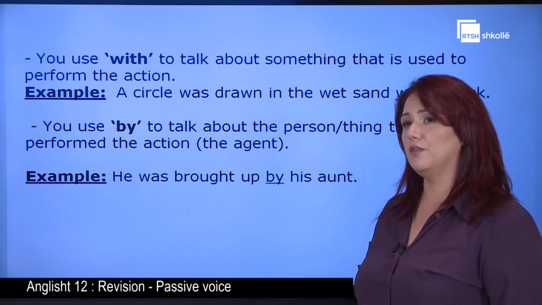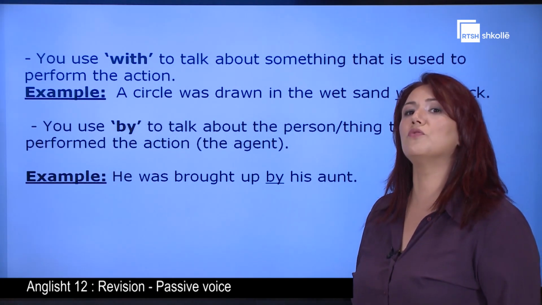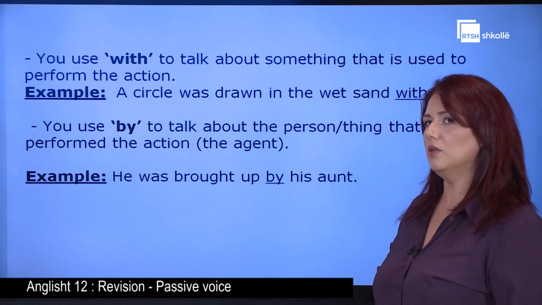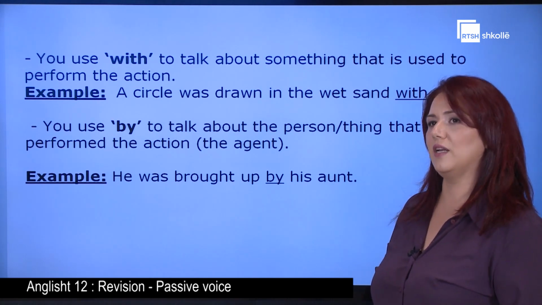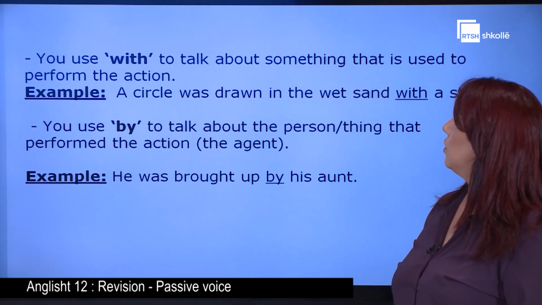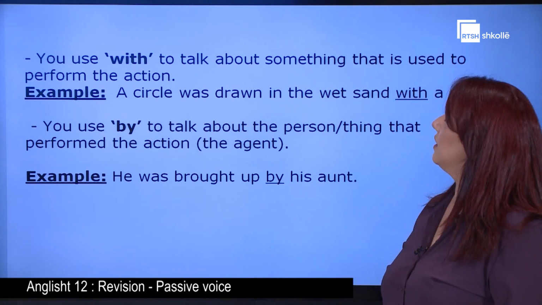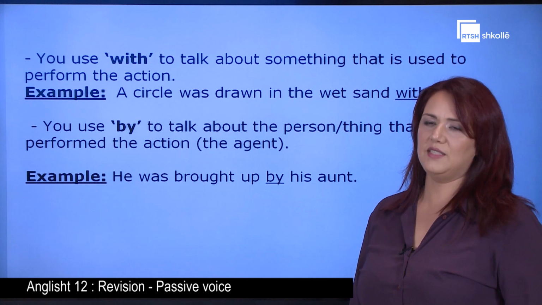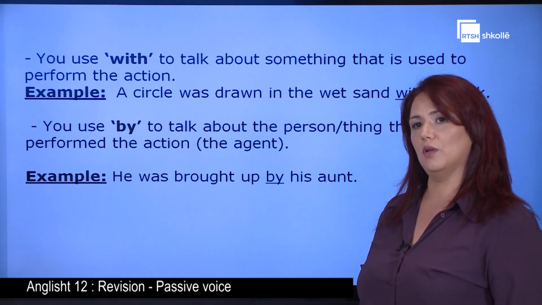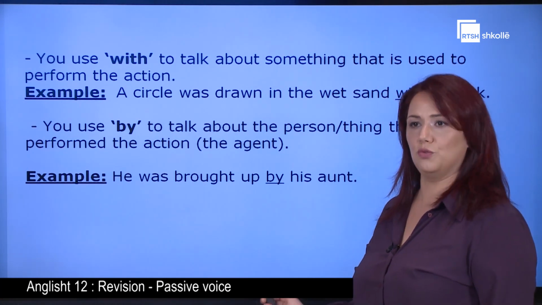You use with to talk about something that is used to perform the action. For example, a circle was drawn in the wet sand with a stick. Or you use by to talk about the person or thing that performed the action. Or you can say the agent. For example, he was brought up by his aunt.